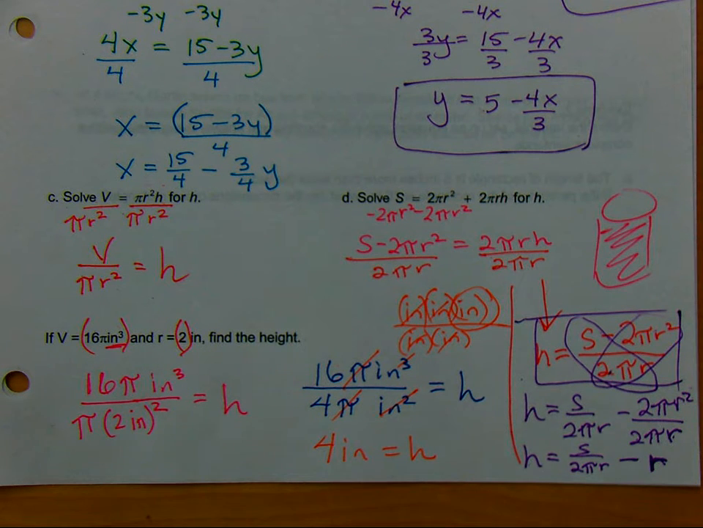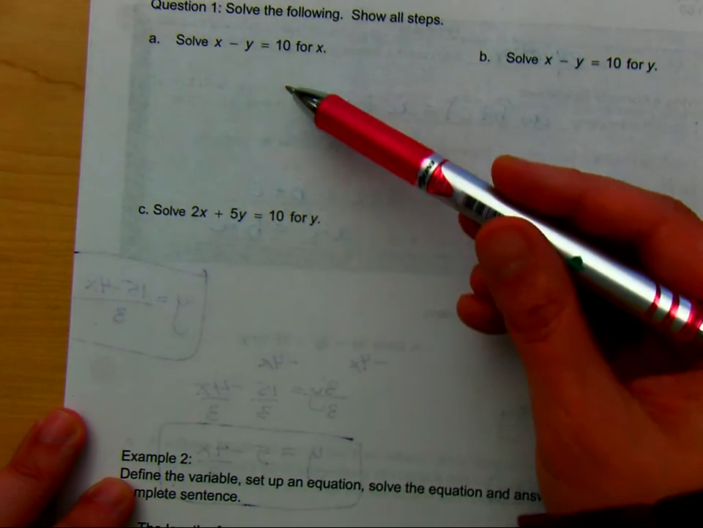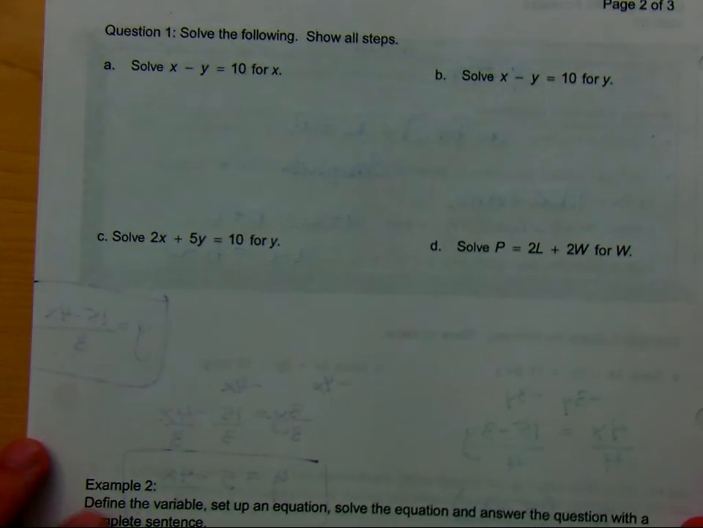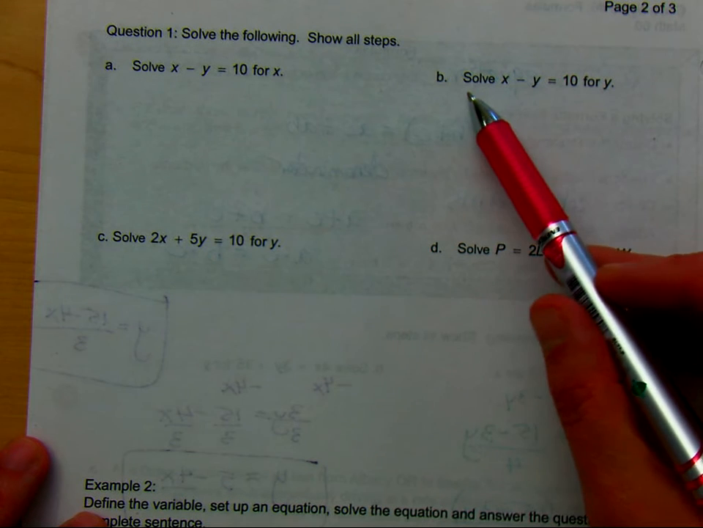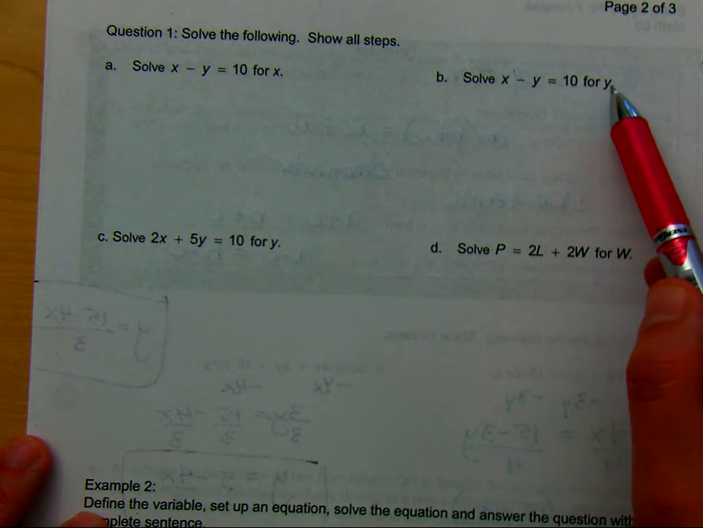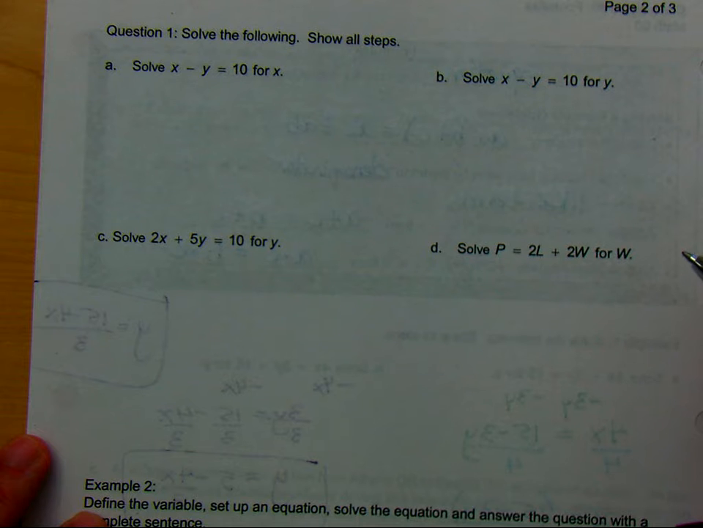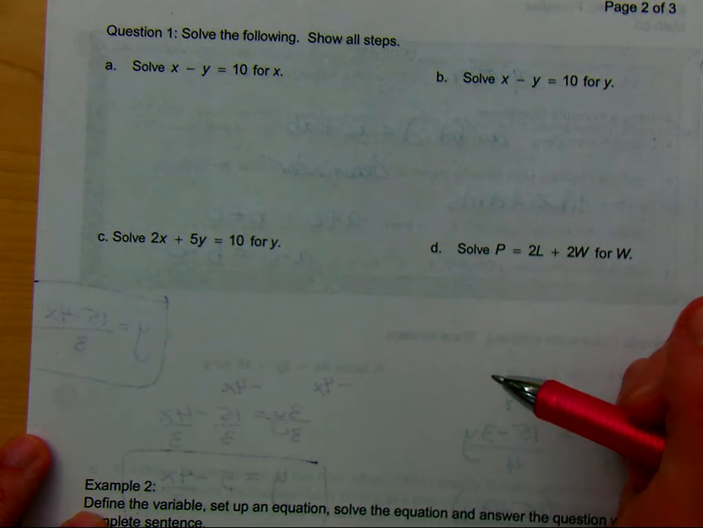Okay? All right, let's go on to the next page. This time I'll do B and D, and we'll have you go back and do A and C. So if I look at B, it says I want to solve for y, meaning I want to get y by itself. So what would be the first thing to do to get y by itself? How could you get rid of x on this side?